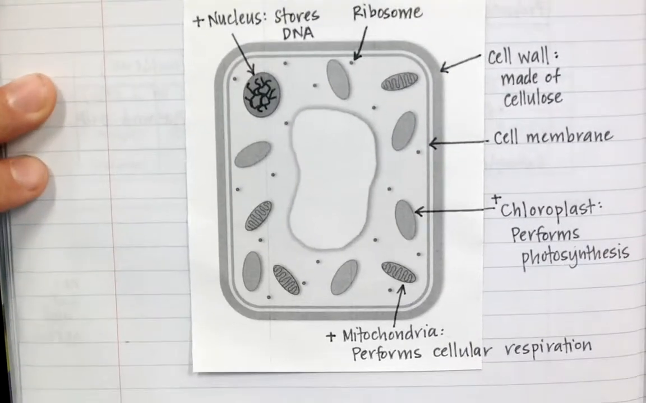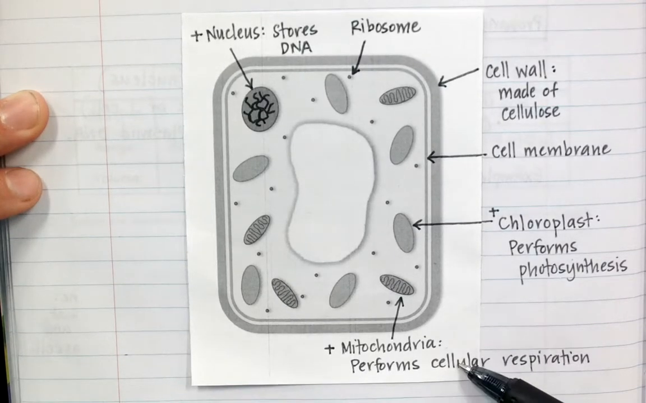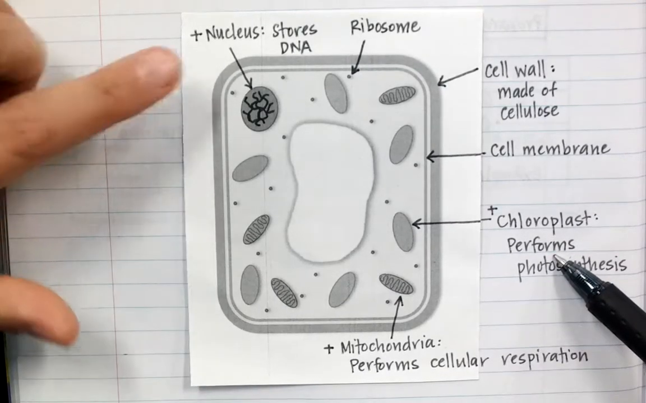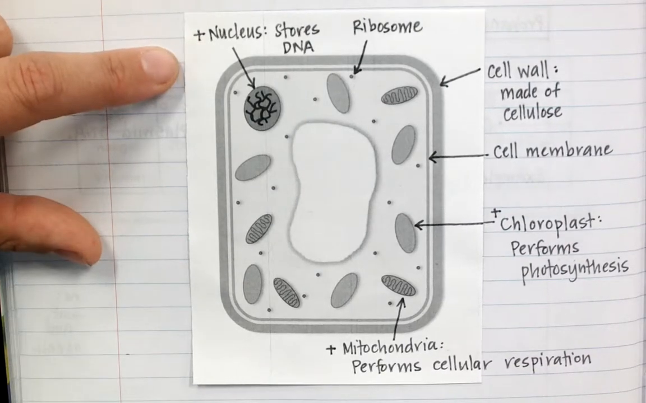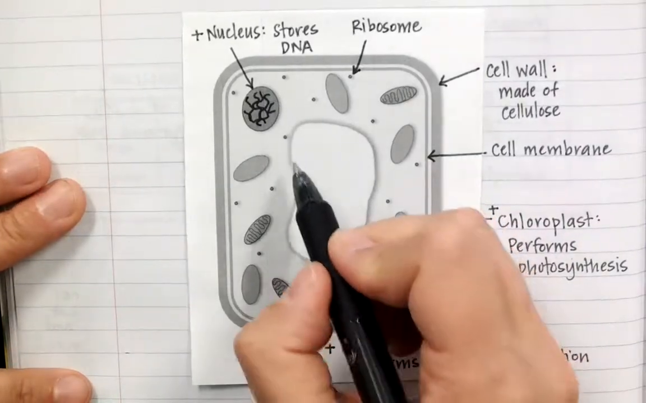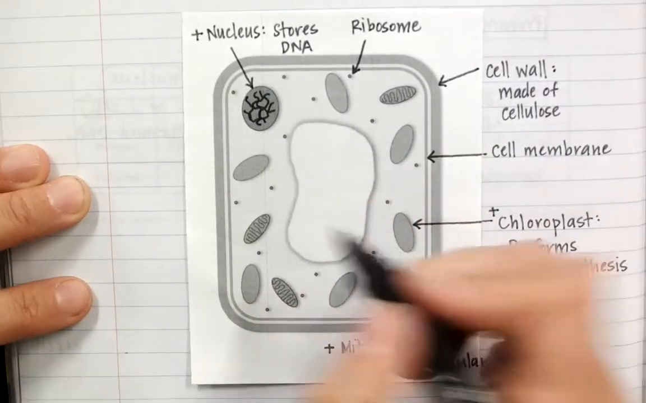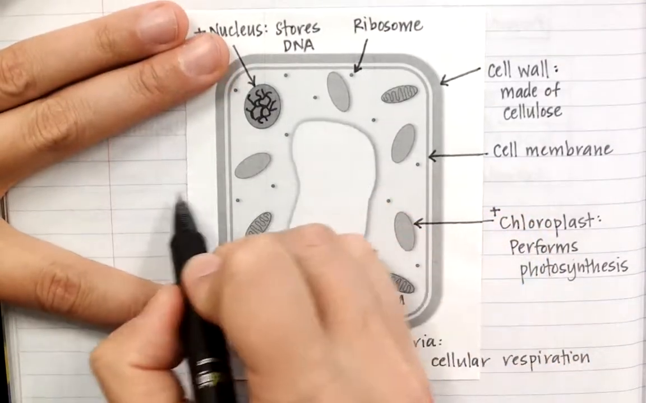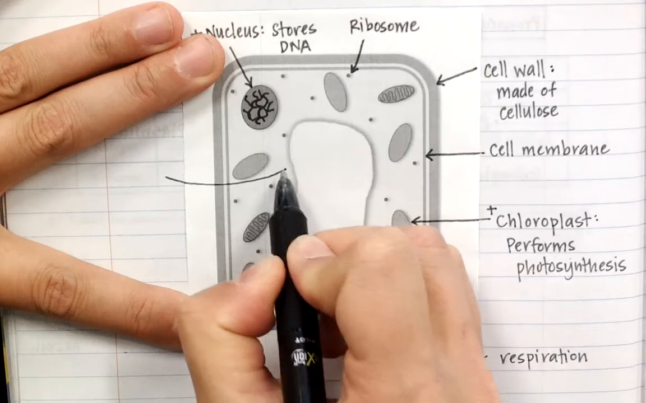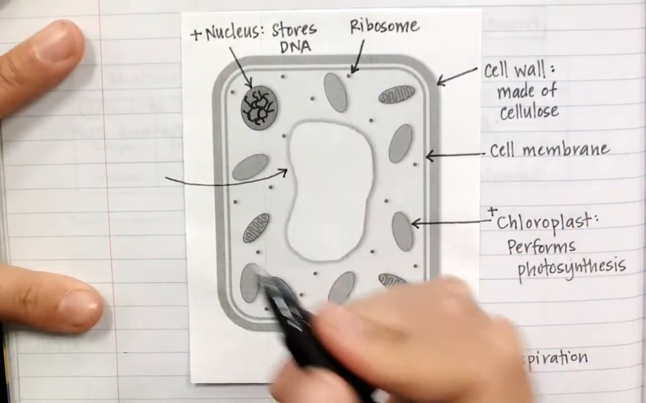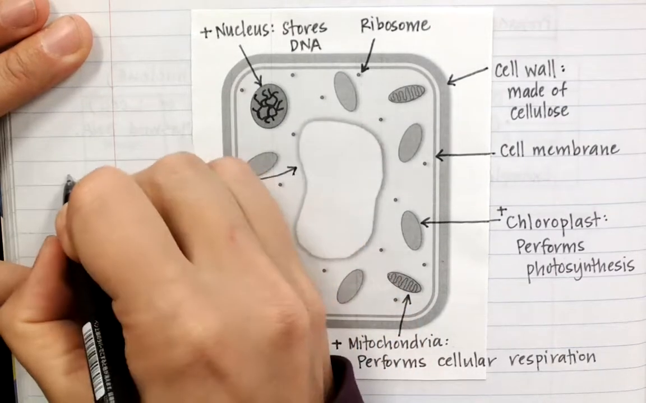All right, back to our diagram here. So we've got our mitochondria, we've got our chloroplast, we've got our nucleus. Those are our membrane-bound organelles. There's one more membrane-bound organelle, and that's this big sac. And it's in sort of the middle of this cell. So I'm going to draw an arrow. And this is called a vacuole.